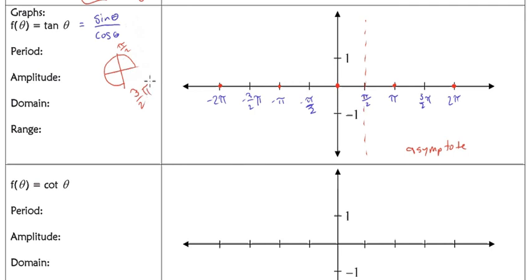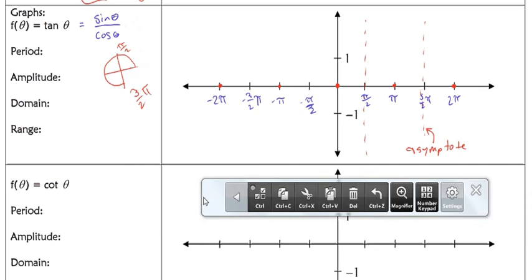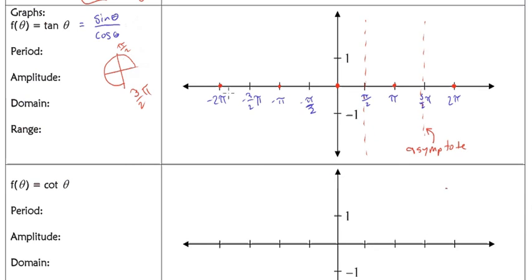3/2 pi will have an asymptote. There we are, and keep on going around. Once we're at 1/2 pi, then every pi after that will have another asymptote, and every pi the other way. So if we start at 0 and go negative 1/2 pi, we have an asymptote, negative 3/2 pi, an asymptote, and so on and so forth.